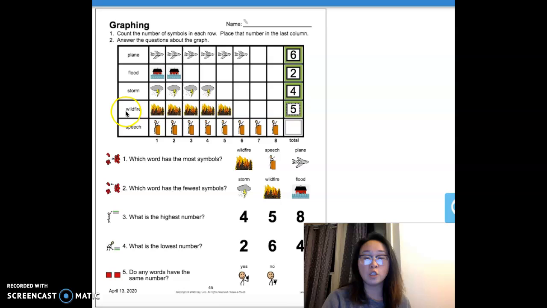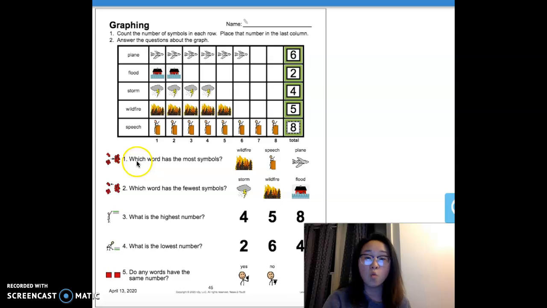Our last word is speech. So that's when we're giving a speech, speaking to a large crowd of people. We have 1, 2, 3, 4, 5, 6, 7, 8. 8 speeches. All right, so to review, planes have 6, flood has 2, storm has 4, wildfire has 5, speech has 8. So now we're going to answer the 5 questions that we have here.